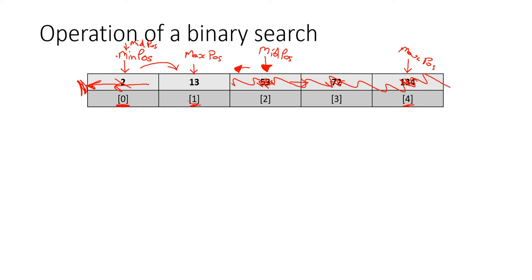The 1 would do the same thing to calculate the midpoint. So the max plus the min divided by 2. So 1 plus 1 divided by 2 gives us 1. So are we looking for 13? Well, we're looking for 3.